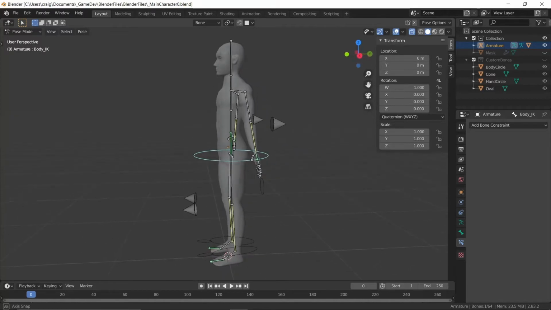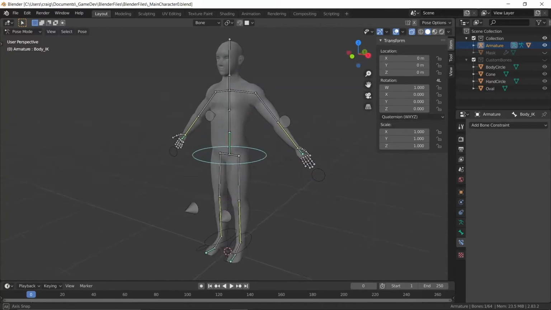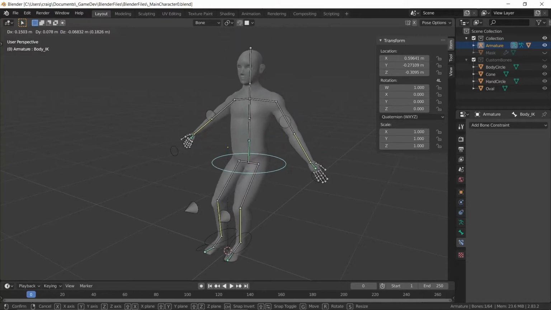This week I've been adding the skeleton to the model and getting it ready for animating, so let's take a look at what I've been doing. Adding the skeleton is a crucial step before I begin the animation process.